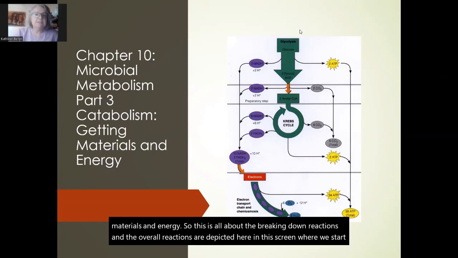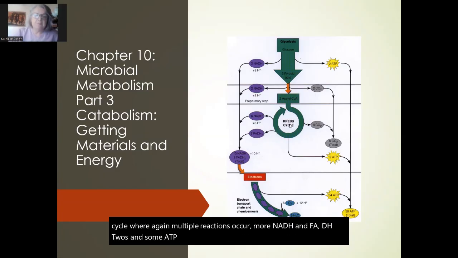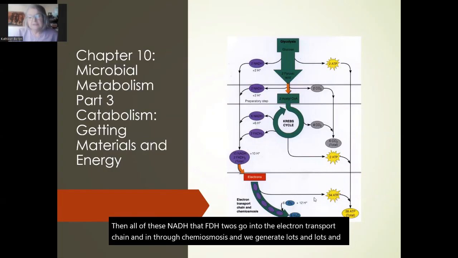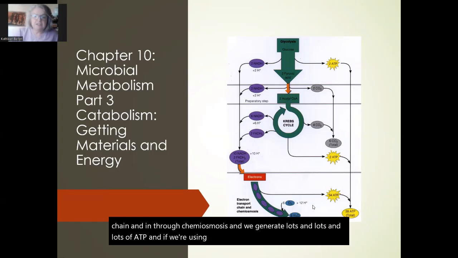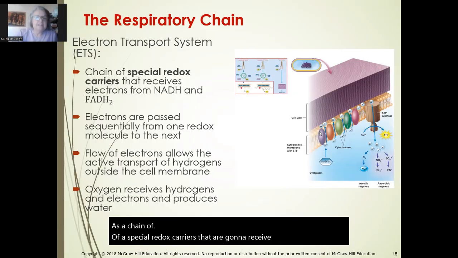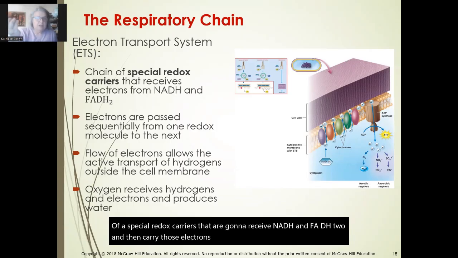we start with glycolysis with glucose as we continue to oxidize the pyruvates. Then all of these NADHs and FADH2s go into the electron transport chain, lots and lots of ATPs. And if we're using oxygen as the final electron acceptor, which we do in aerobic respiration, we can end up with water, and then carry those electrons from those carriers into a process.